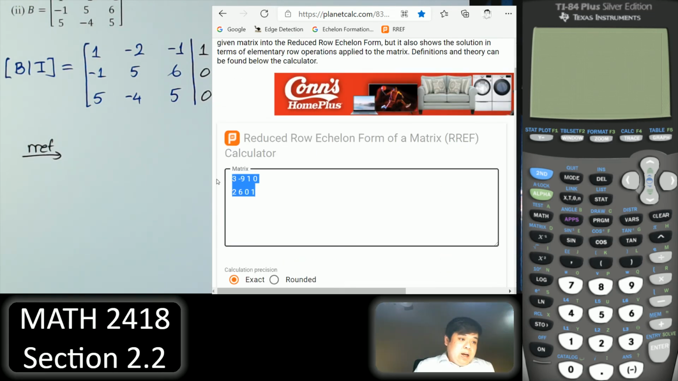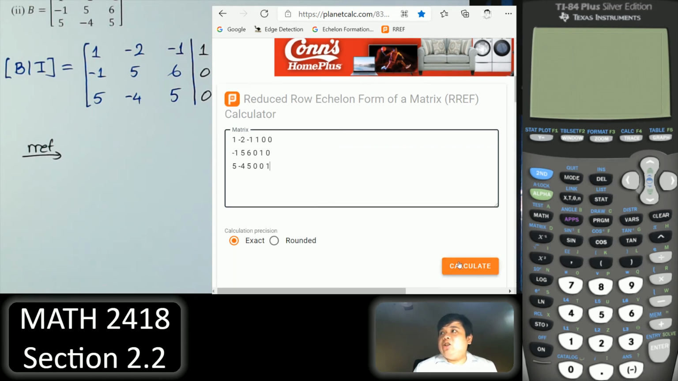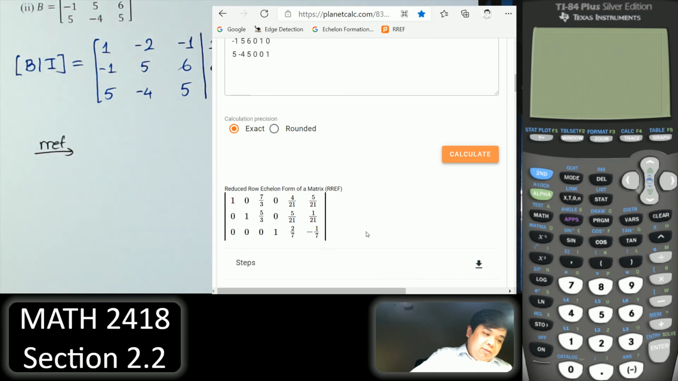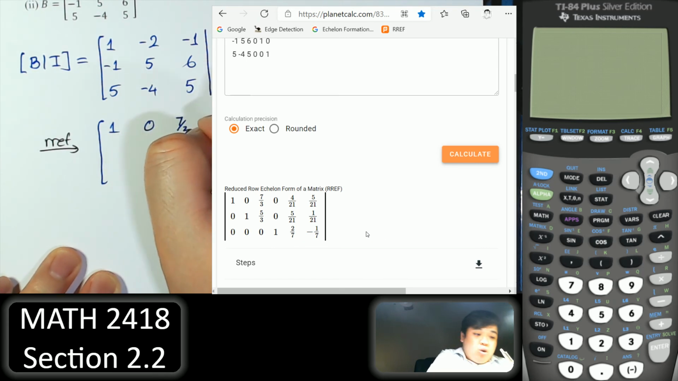Right. So 1, negative 2, space, negative 2, negative 1, 1, 0, 0, enter, negative 1, 5, 6, 0, 1, 0, enter, 5, space, negative 4, space, 5, space, 0, space, 0, 1. Don't need that enter, and just calculate. Right, this is what we have, and when we do that, we have 1, 0, and not to mention that if we have fractions, it's even more complicated.